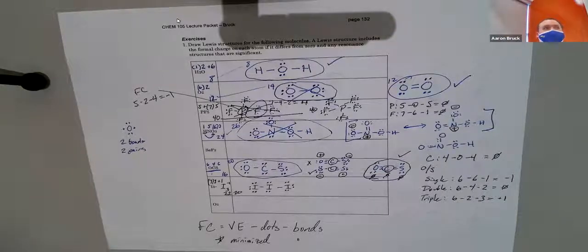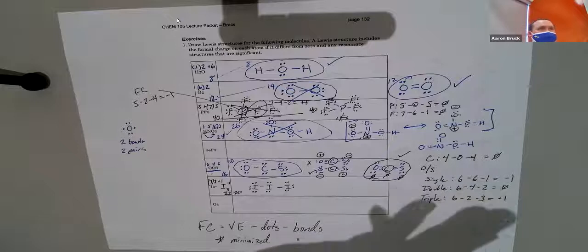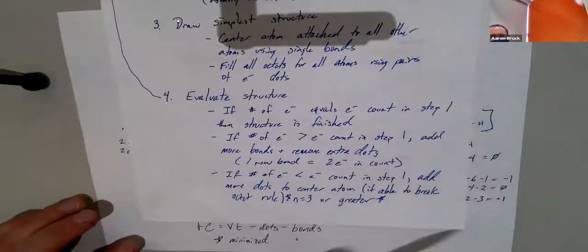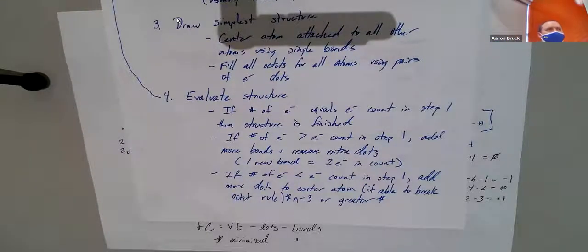Now, we haven't dealt with this particular problem before. We've always dealt with the opposite. My structure has too many. I need to start adding extra bonds. When the structure has too few, remember, it's not that we add extra bonds. Adding extra bonds would actually mess up with our formal charge. What we do instead is we add more dots.